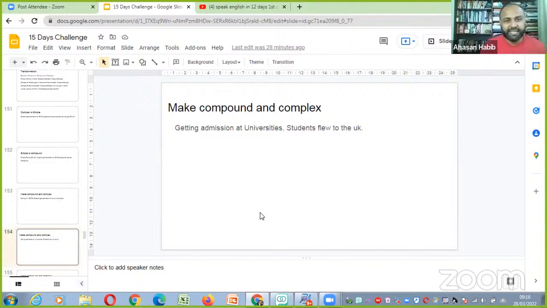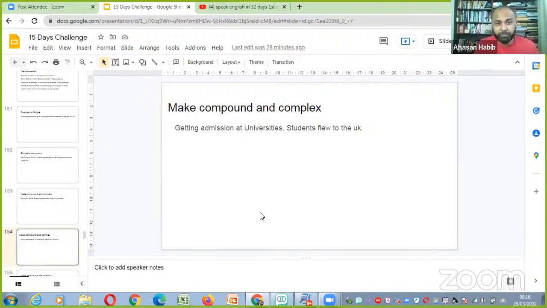So this is the sentence: getting admission at universities, students flew to the UK. So make compound and complex sentences, please. That means you need to make compound and complex.